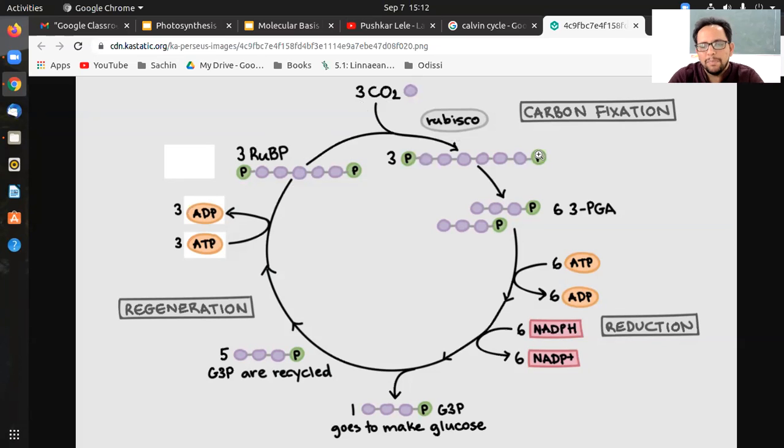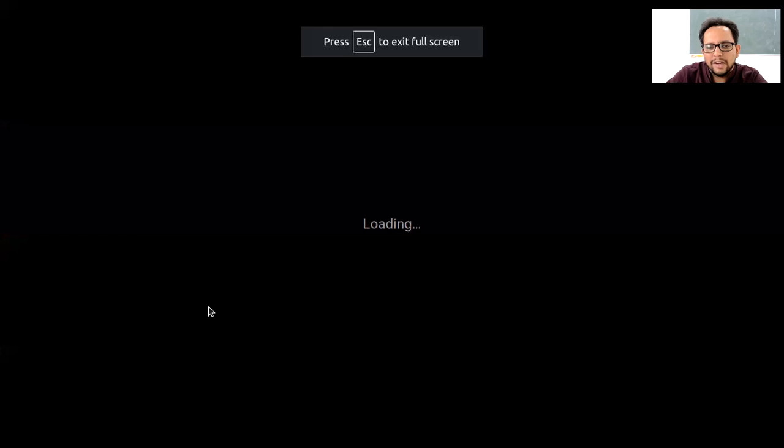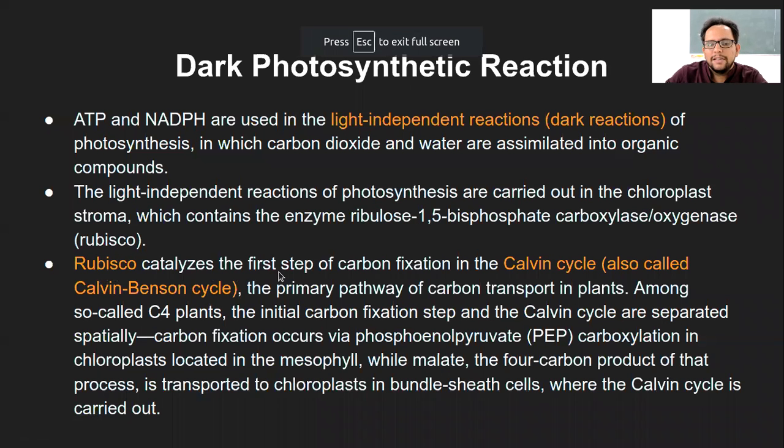That is the first step of the Calvin cycle, which is nothing but part of the photosynthesis process, right? You don't have to remember all of this reaction. I will talk about these things later. As of now, what you need to remember is that rubisco, which is one of the enzymes, is involved in the carbon fixation at the first step of the Calvin cycle, right? So that is what is being said here. Rubisco catalyzes the first step of carbon fixation in the Calvin cycle. It is also called the Calvin-Benson cycle and so on.